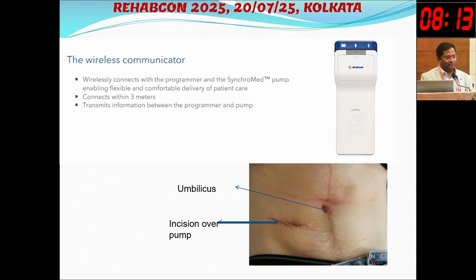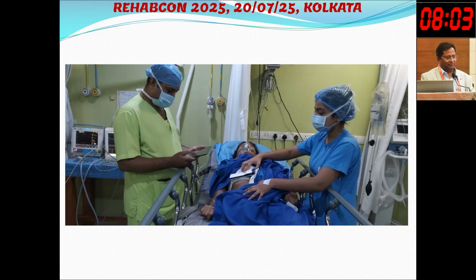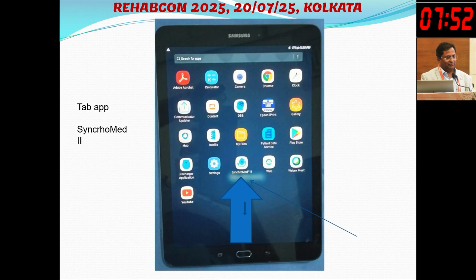So how do we program it? This is the wireless communicator. So this is the abdomen. So this has to be here. Like that, our nurse is putting the wireless connector here, and this is the programmer. So this is the programming.